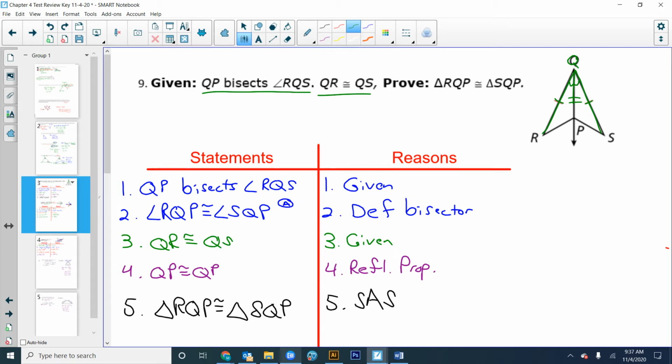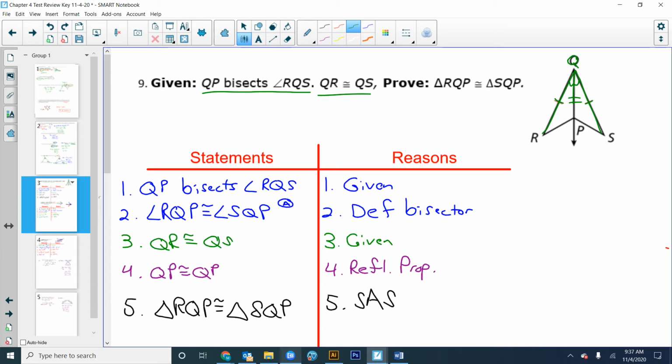Would you all recognize this is SAS? The triangles are congruent by SAS. Make sure when you're writing step 5, your triangle congruence statement, CPCTC will never go with that. You're never going to prove triangles are congruent by CPCTC. It's going to be SSS, SAS, ASA, AAS, or HL. Make sure you have one of those 5, and this one is SAS.